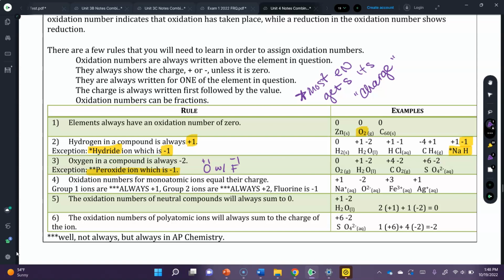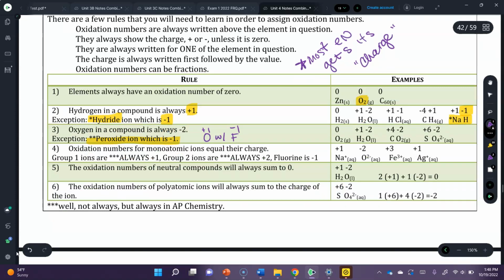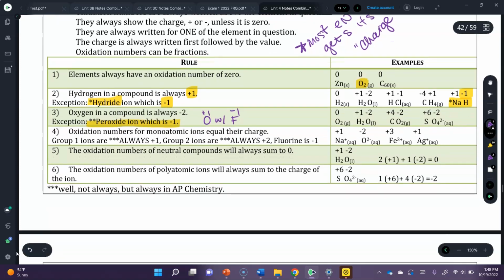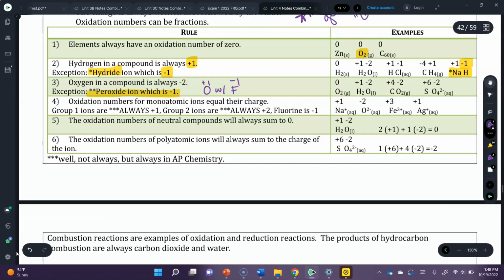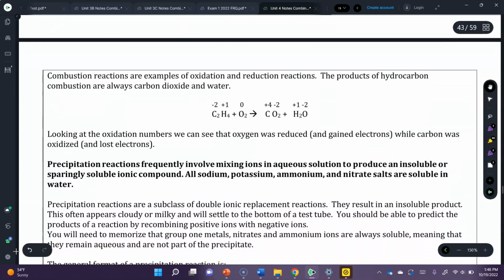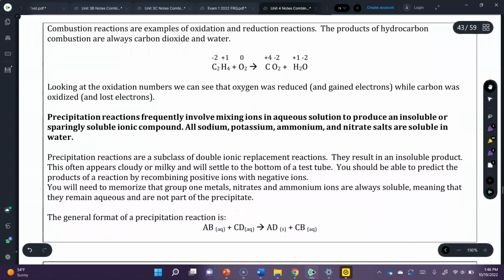Oxidation numbers of neutral compounds sum to 0, and the oxidation numbers of polyatomic ions add to the charge of the ion itself. Okay, there are some exceptions to the group 1 and group 2, but those are what the rules are for AP chemistry. If you take additional chemistry and they tell you different, it's because they're diving deeper into the content and teaching you about exception rules.